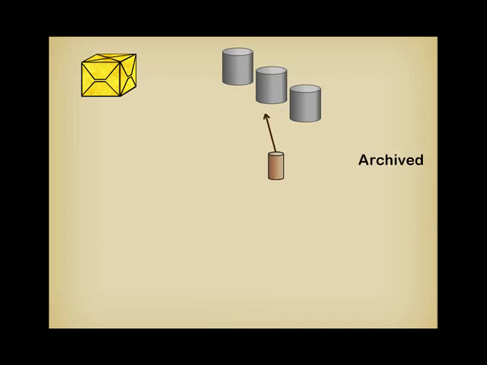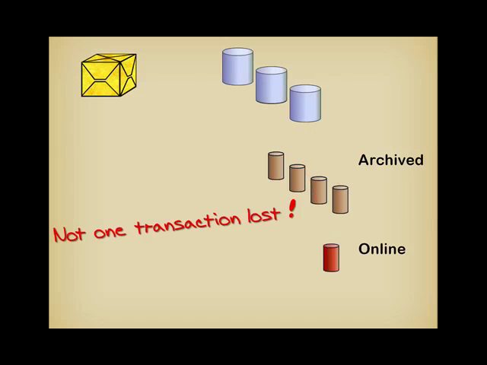But then, RMAN takes all the archived log files that have been generated since the database was backed up and applies them. Finally, it takes whatever hasn't been archived yet in the online directory and applies it too. When you open the database, not a single transaction has been lost.